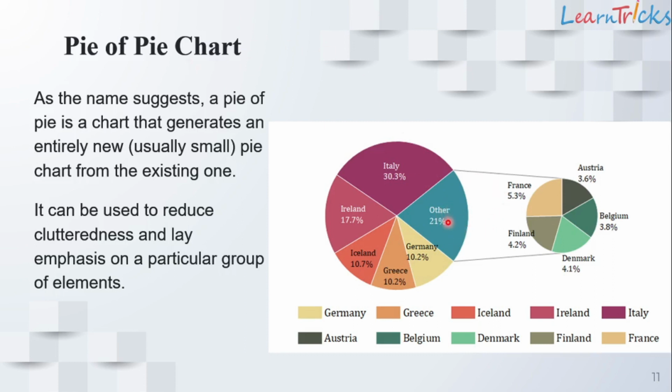So for the others, we will make another pie chart, and in that pie chart we can differentiate all the countries or all the variables which are included in that other segment, right? Just like given here, Austria, Belgium, Denmark, Finland and France are in others, so they are used here, right? So to avoid the clutter in that data, or to see the data clearly, we use the method that is the pie of pie chart.